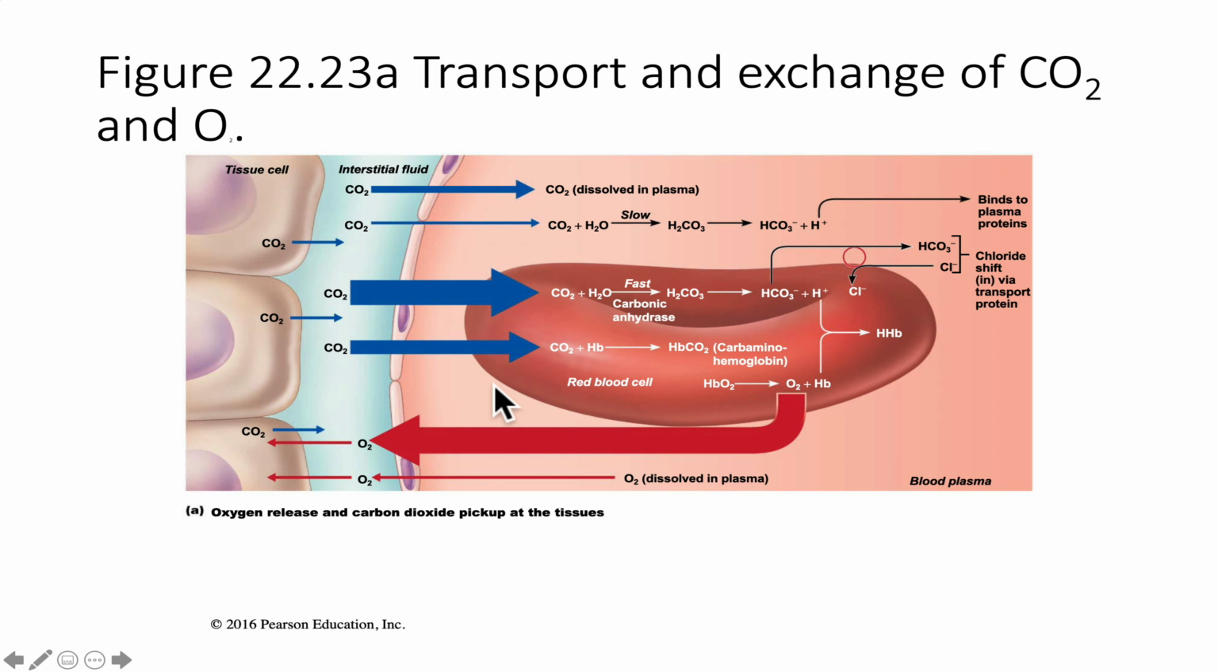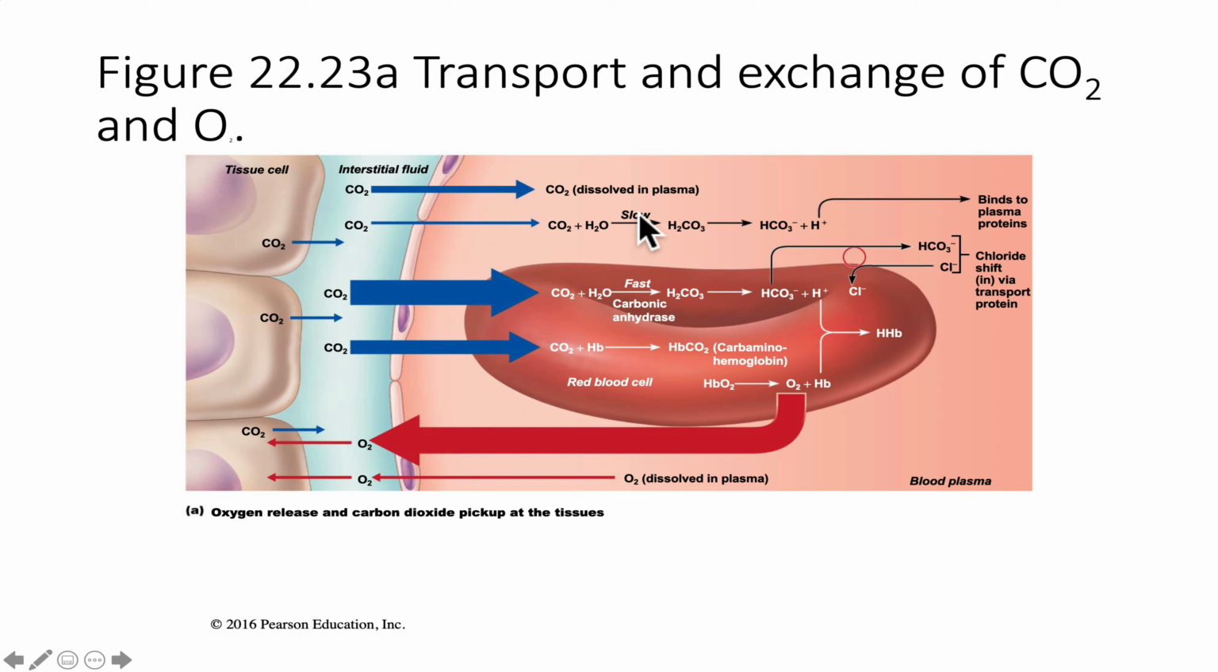So in this picture over here, what are we seeing? We're looking at tissues. It could be any tissue, let's say skeletal muscle tissue, for example. So it's releasing carbon dioxide. Well, the carbon dioxide is in the interstitial fluid, and then the red blood cell comes along, and some of that carbon dioxide will stay in the tissue. And the carbon dioxide that stays in the tissue combines with water, and then slowly it gets converted into carbonic acid, and that carbonic acid then gets converted into bicarbonate and hydrogen.